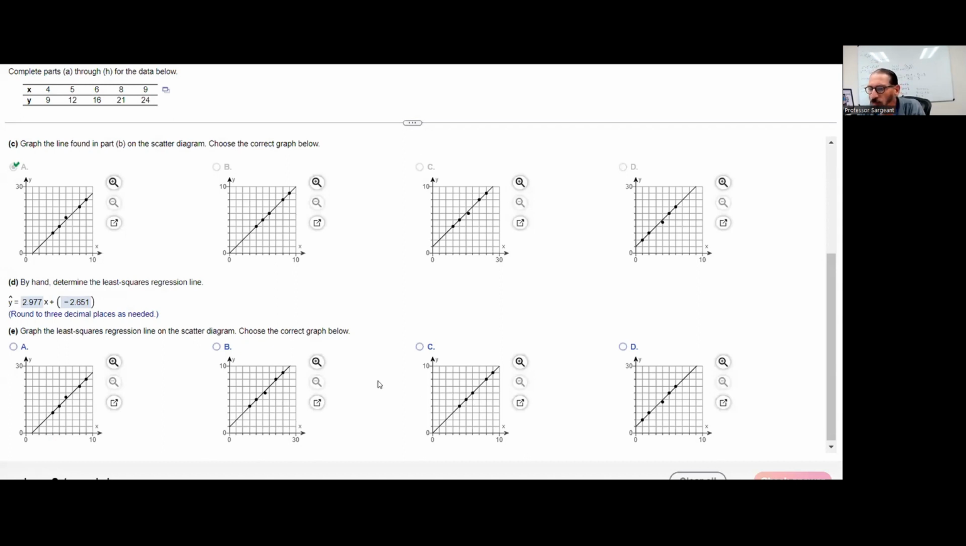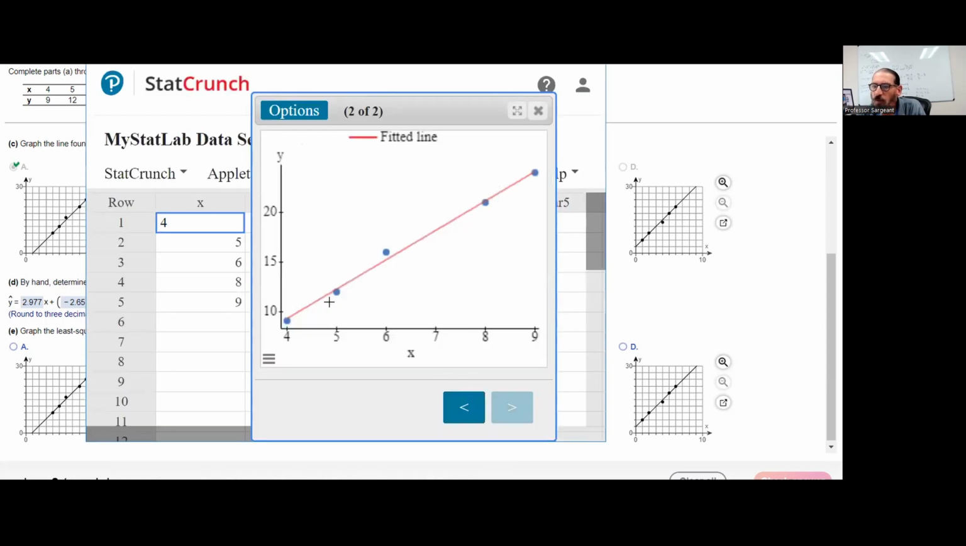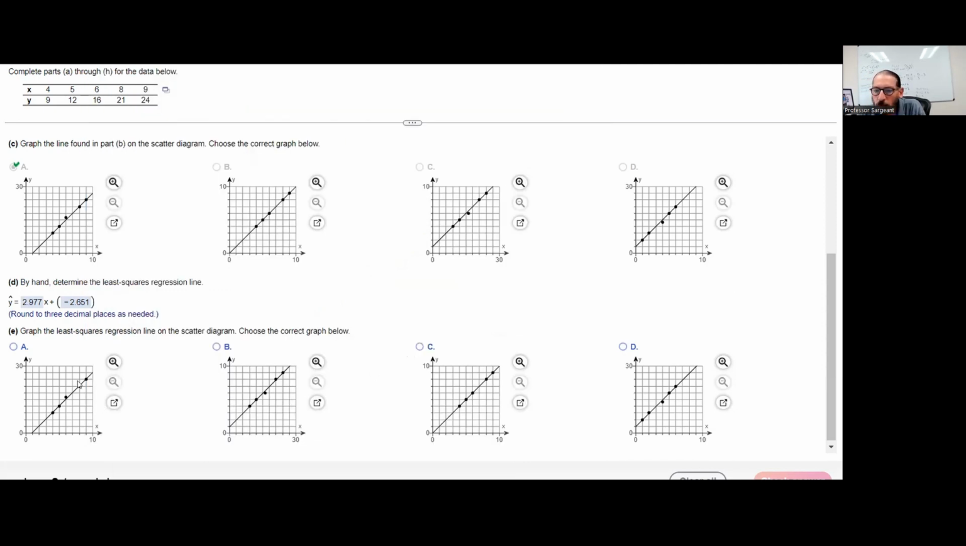Graphing that, we just saw that here. And what we see is that second point's a little bit below. The third is a little bit above it, a bit more than the previous. And the fourth point's a little bit below. So let's see. Perhaps it is choice A.